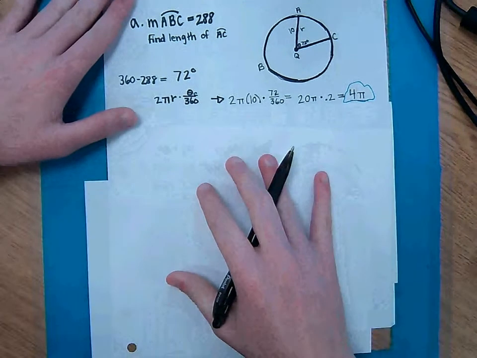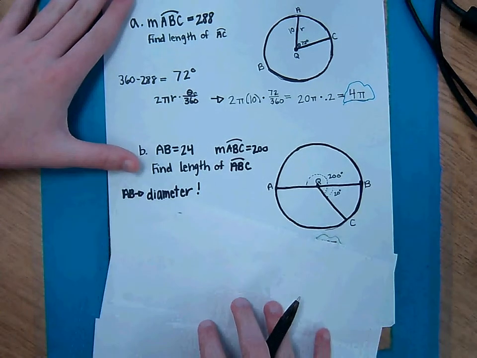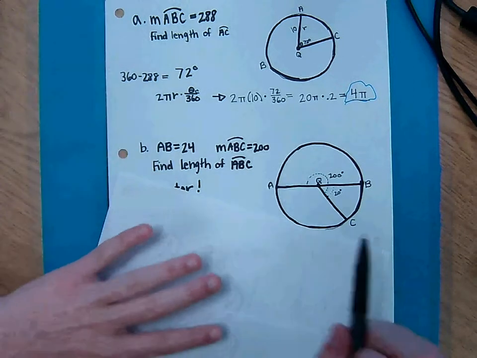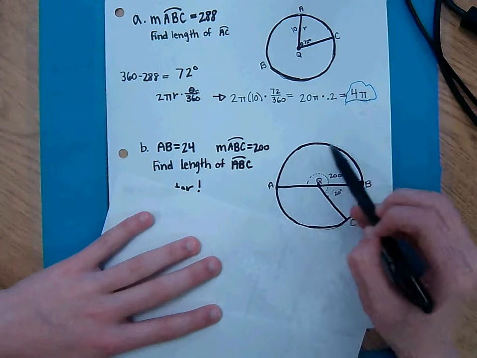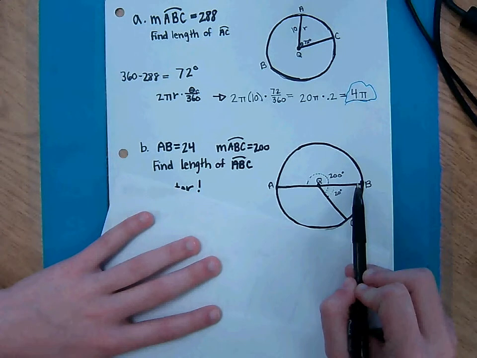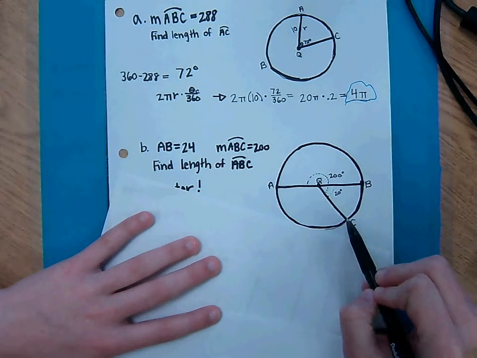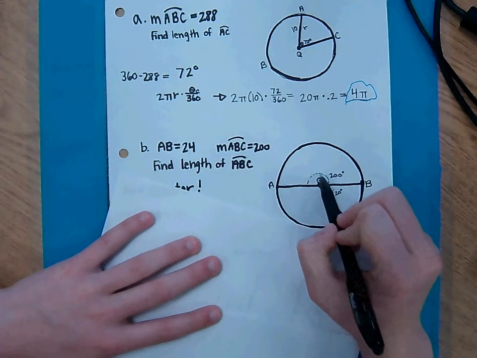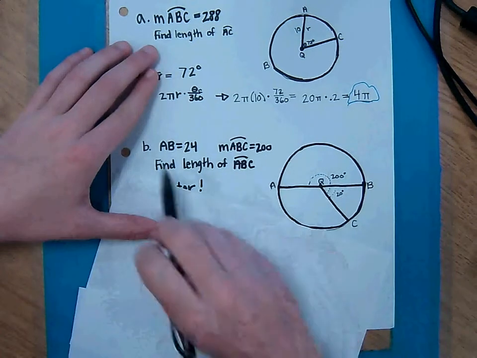Alright, this next circle looks like this. And they want you to find the length of ABC, which is all of this whole arc. And they give you that A to B is 24, and they give you the measure of ABC as 200, and they want you to find the length of the arc. So they give you the angle, which is 200, and they want you to find all that arc. And they also gave you AB.